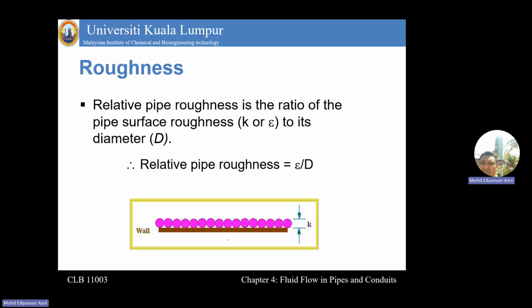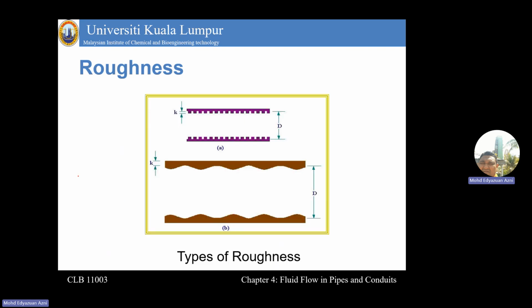So relative pipe roughness is the ratio of the pipe surface roughness, which can be written as k or epsilon, to its diameter. So relative roughness is calculated by epsilon divided by diameter. So this is epsilon, okay. This is the roughness. This is a simulation of roughness inside a pipeline. There are different types of roughness and different values also. So roughness is here and the diameter is the full diameter of our pipe.